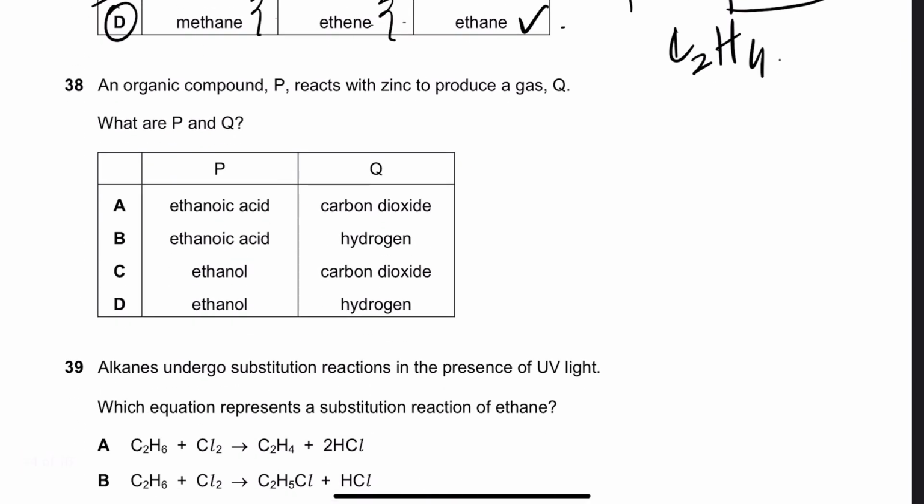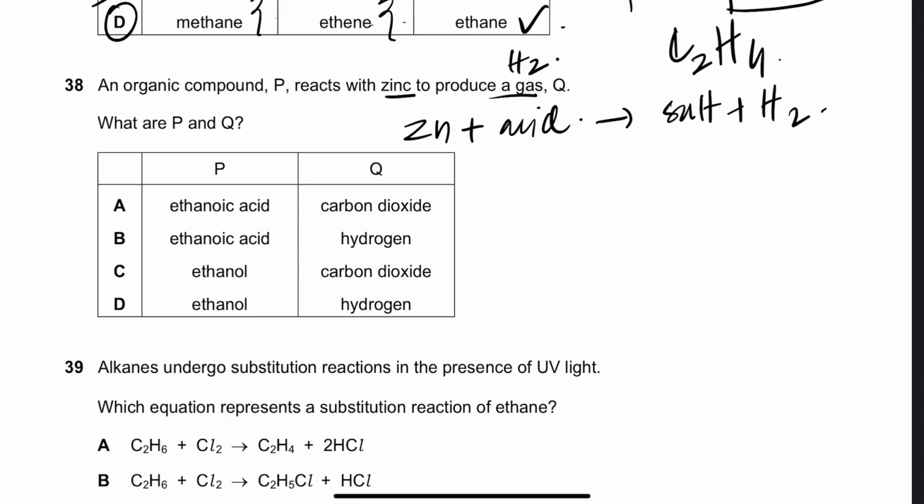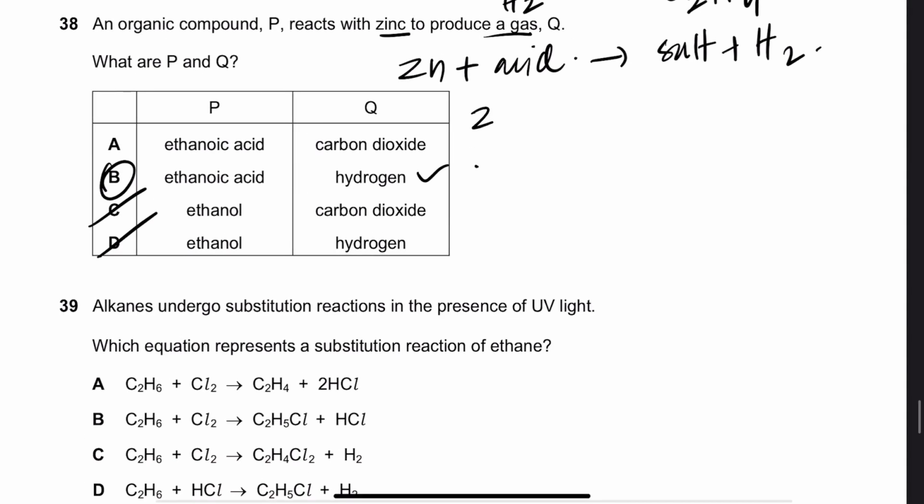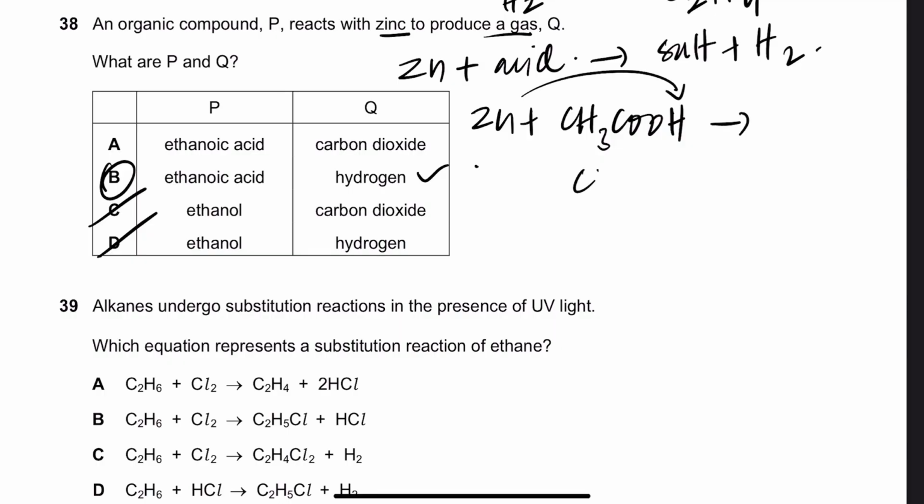Now, an organic product P reacts with zinc to produce a gas. Zinc is a metal, and P should only react with zinc if it is an acid, and the gas Q is obviously hydrogen gas. Metal plus acid gives salt plus hydrogen gas. So the acid is ethanoic acid, and Q should be hydrogen. Zinc plus CH3COOH: zinc displaces the hydrogen, so you get zinc (CH3COO)2 plus hydrogen gas, and you can then balance this.